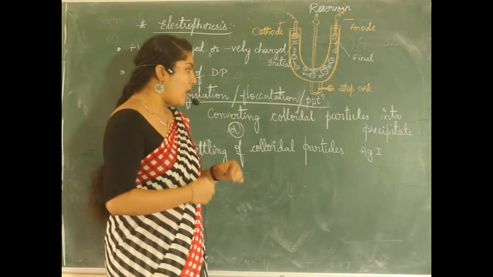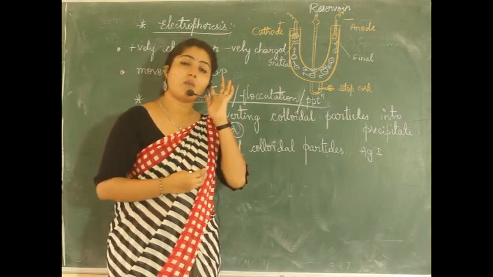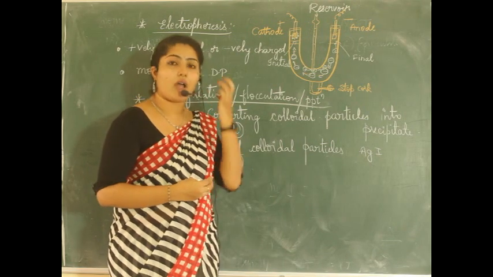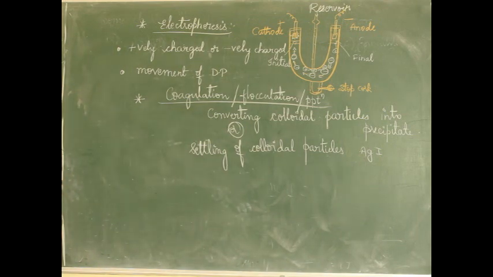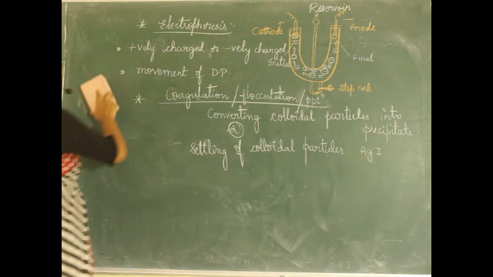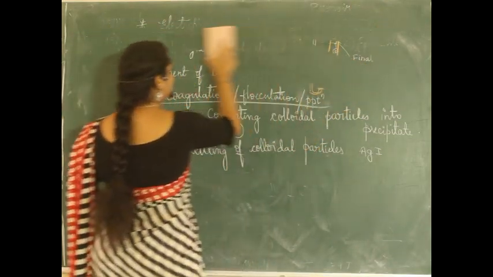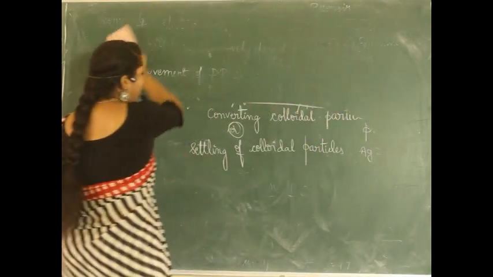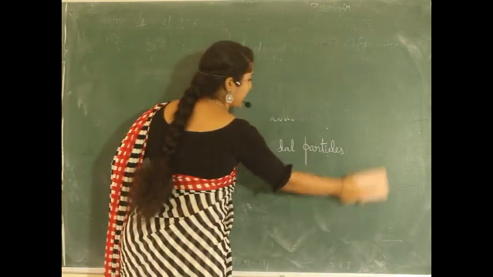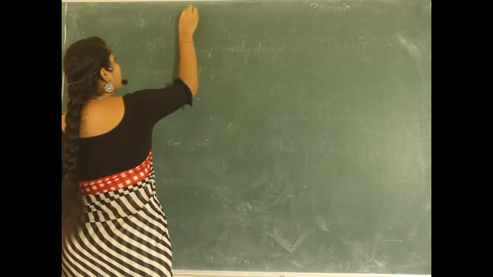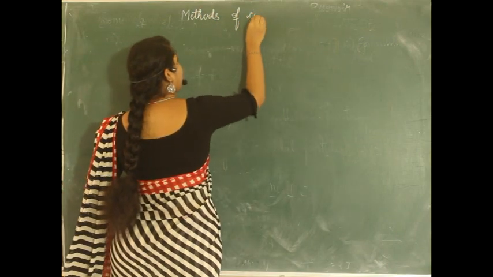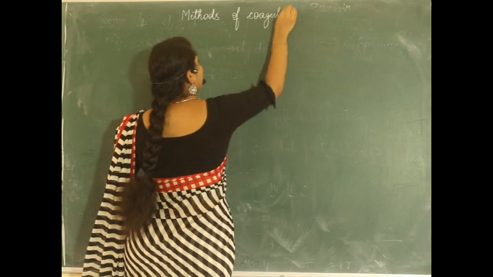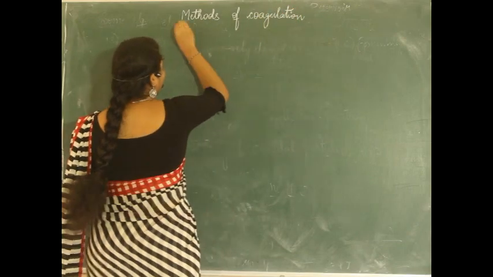Is it clear? Now let us see the different methods by which coagulation can be carried out. Please note this. The definition of coagulation is again important. So we know colloids can be converted into precipitate. By which methods can it be converted? Methods of coagulation, or how to coagulate.